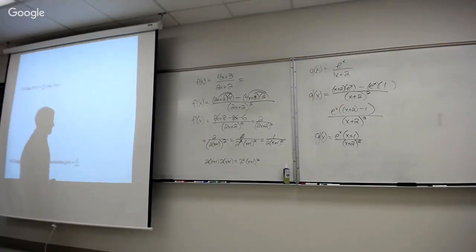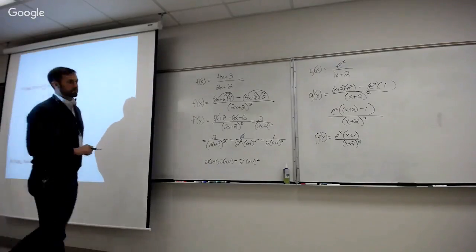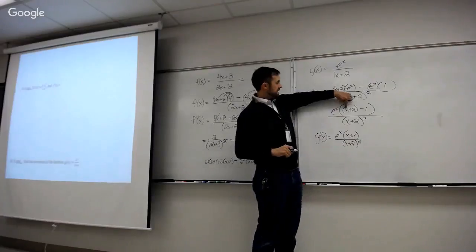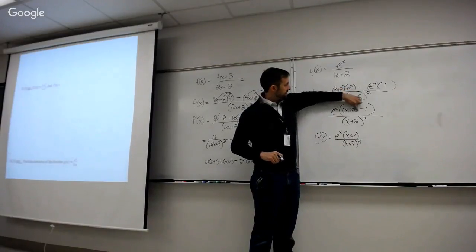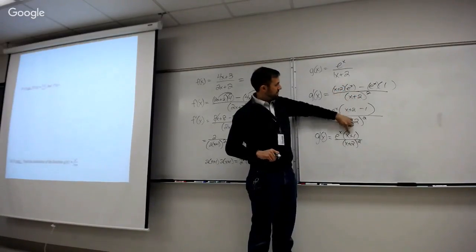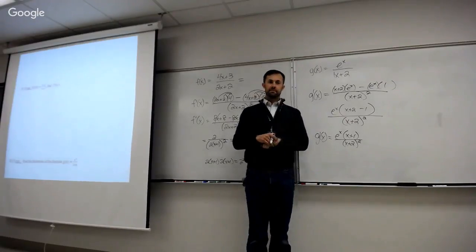So the x plus 2 cancel out because the derivative of x is 1. This is x plus 2 minus 1. Even though there's parentheses there, yeah, that's just x plus 1 on top.